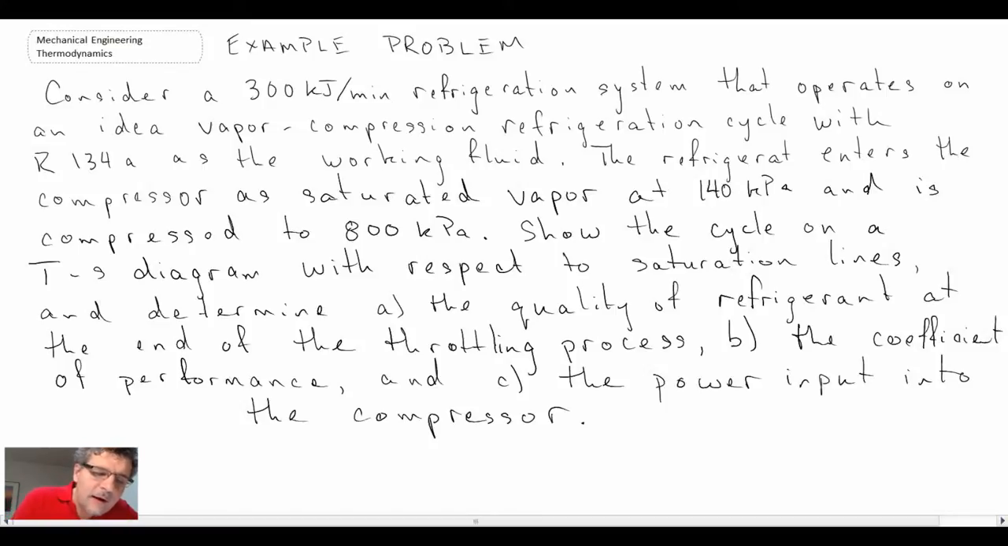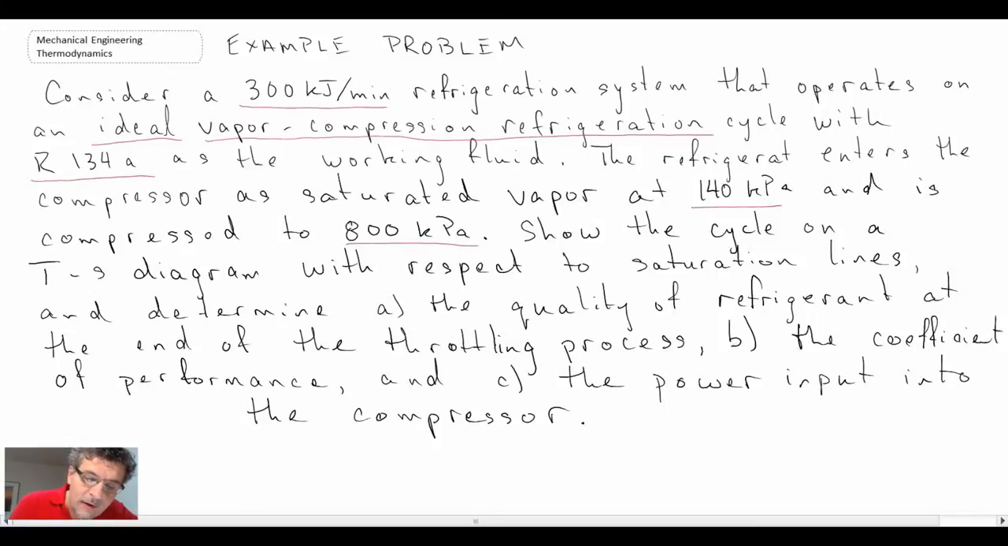What we have is a vapor compression refrigeration cycle, and it is using R134a. I apologize, it's an ideal vapor compression refrigeration cycle. 300 kilojoules per minute. We'll have to convert that into kilojoules per second. We're told the pressure at which it enters is a saturated vapor into the compressor. It's 140 kPa, goes up to 800 kPa, so that's the pressure difference through the compression process.